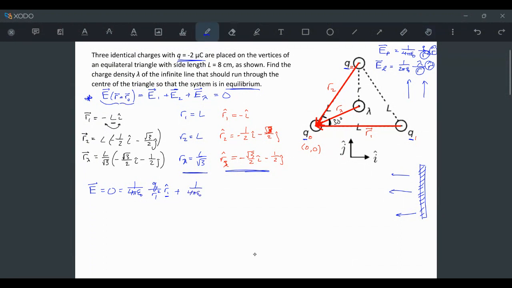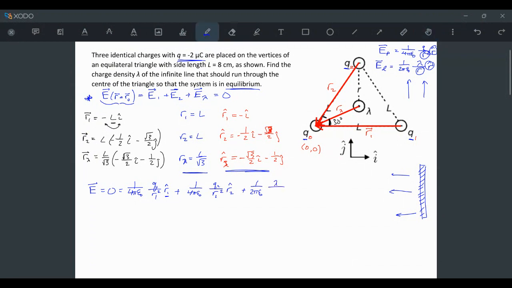So charge 2, also a point charge, has charge Q2, we'll replace that in a minute. The distance is, we'll call it for now R2, and the direction is R2 hat. And lastly, we have that line charge right in the middle.